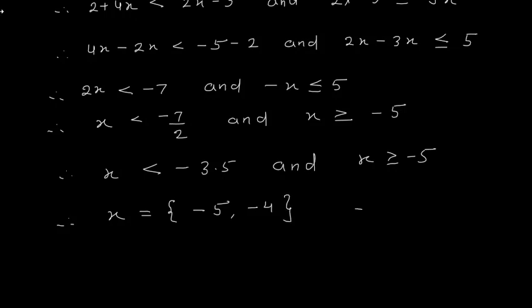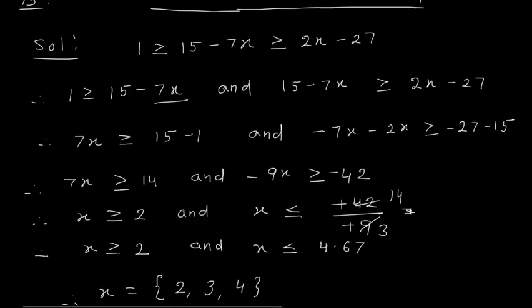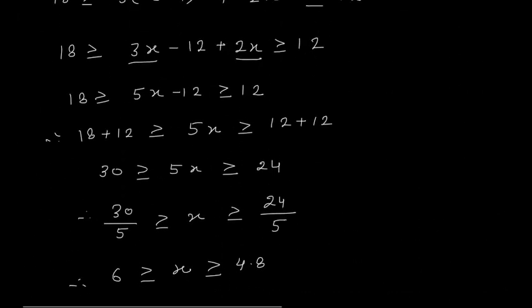You can see on the number line, here we have 0, then we have minus 1, minus 2, minus 3, minus 4, minus 5. I want between minus 3.5, so somewhere here, and minus 5 here. So between these two values we have minus 4 and minus 5. They haven't asked me to plot it on the number line, but I have done it.